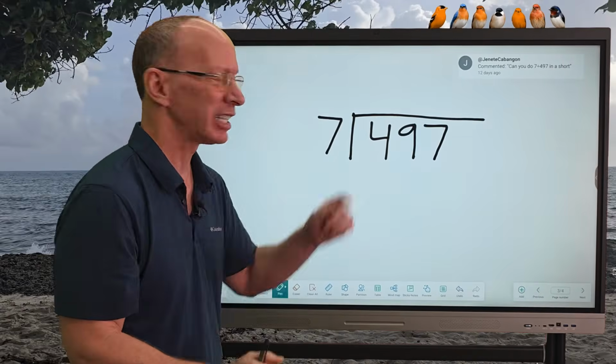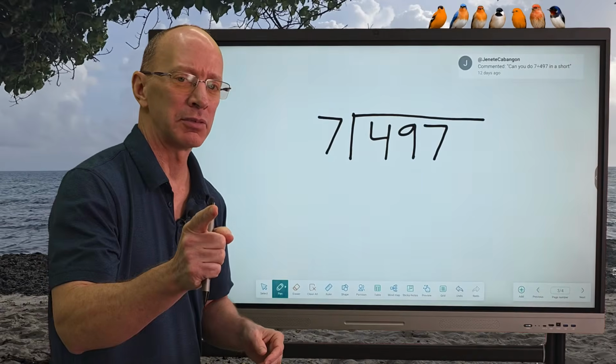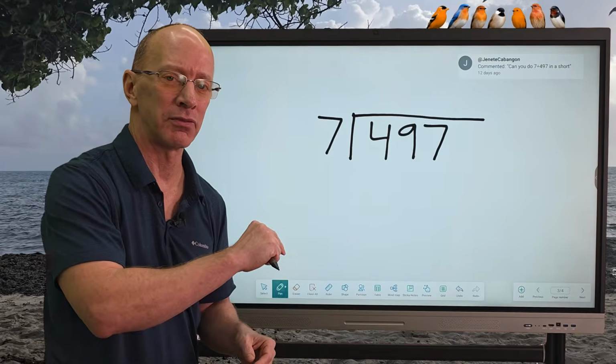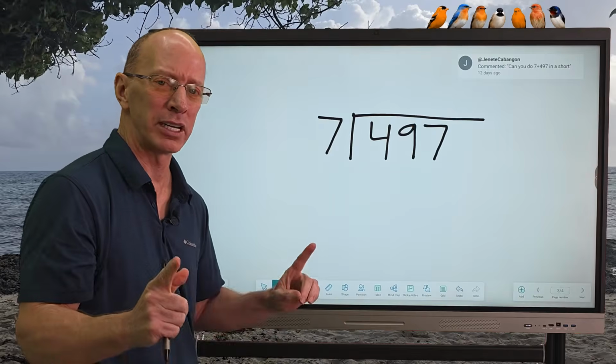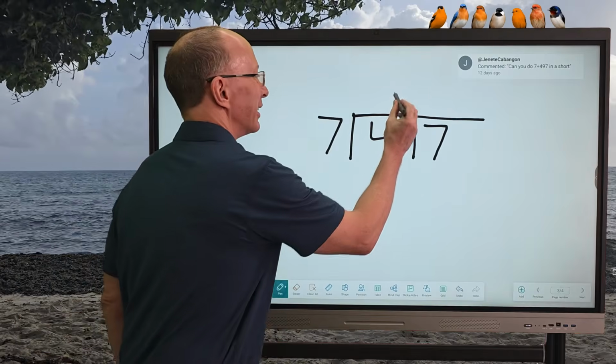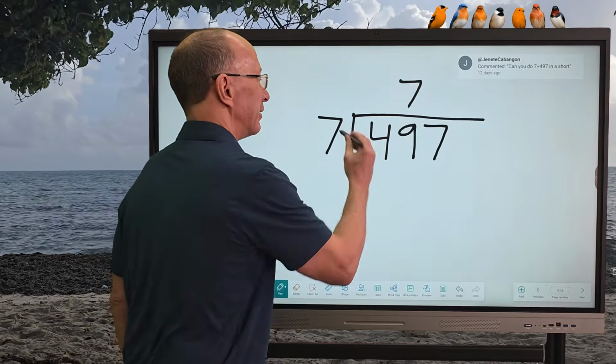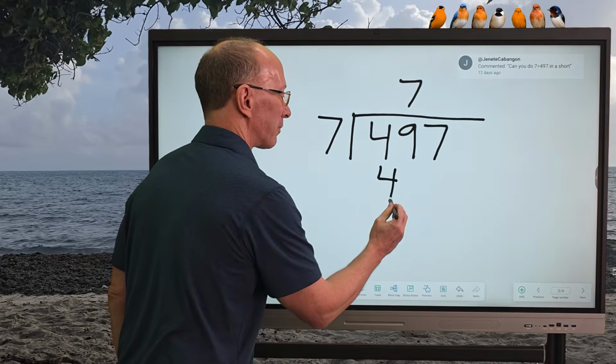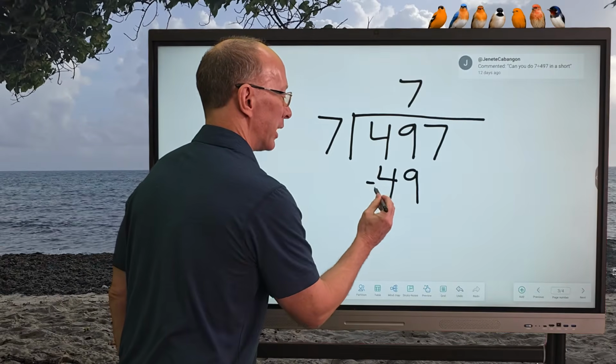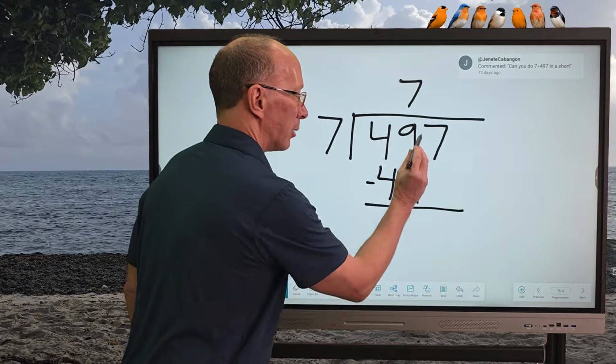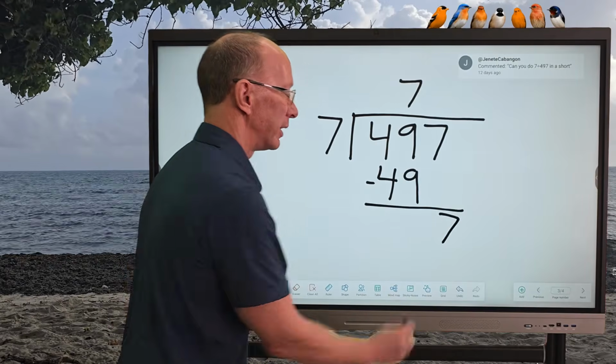How many times can I put 7 into 49? 7 times 5 is 35. 7 times 6, 42. 7 times 7, 49. Bingo! All right, let's go ahead and put the 7 right there. 7 times 7 is 49. And then I go ahead and subtract. And then I bring down the next number right there.